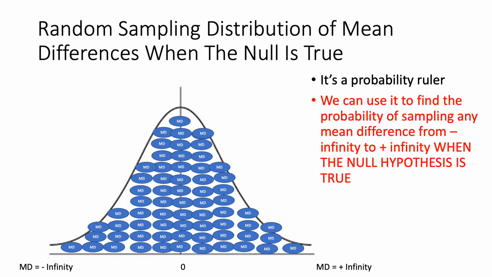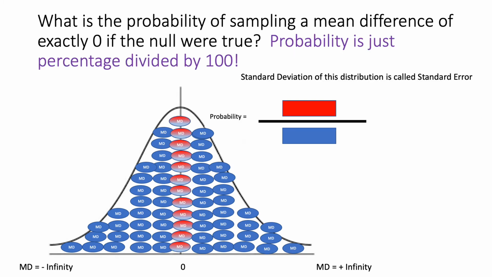This is so important, I'm going to restate it twice. The random sampling distribution of mean differences when the null is true is a probability ruler. We can use it to find the probability of sampling any mean difference from negative infinity to positive infinity when the null hypothesis is true. Let me show you how we use it.